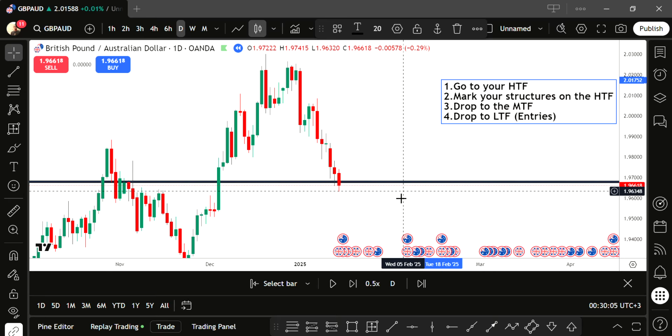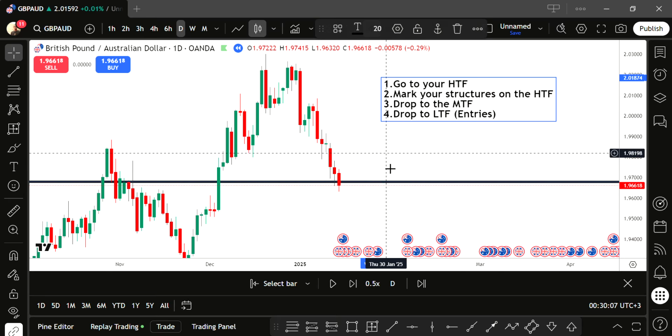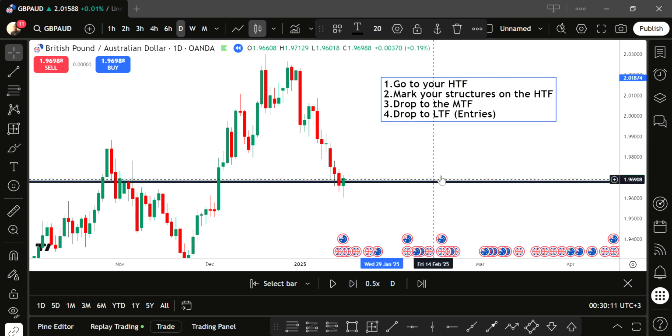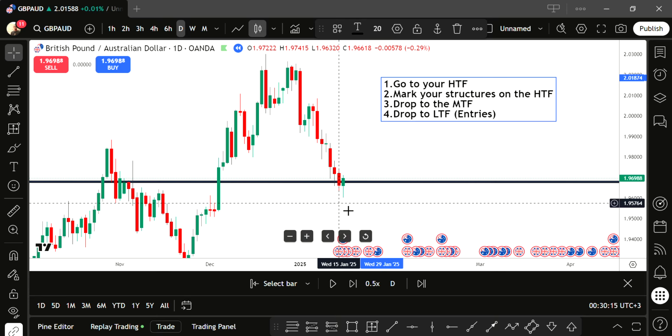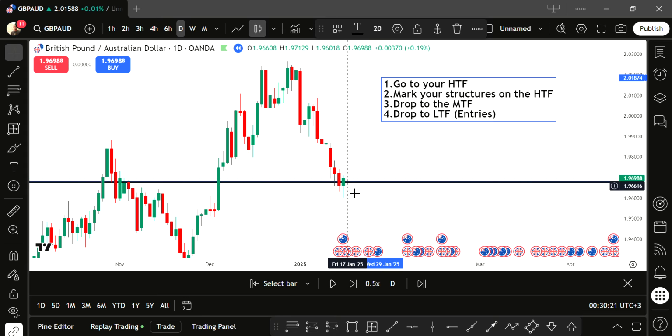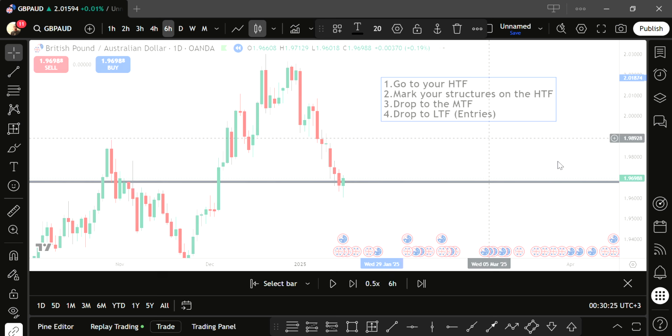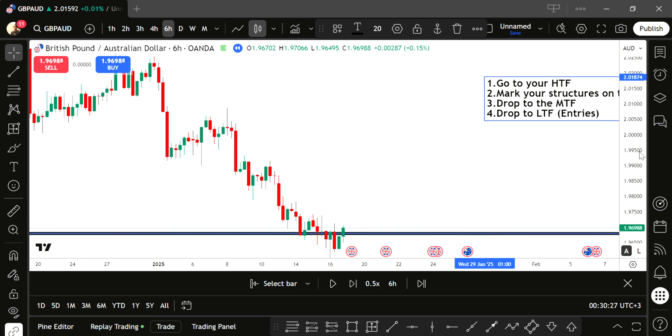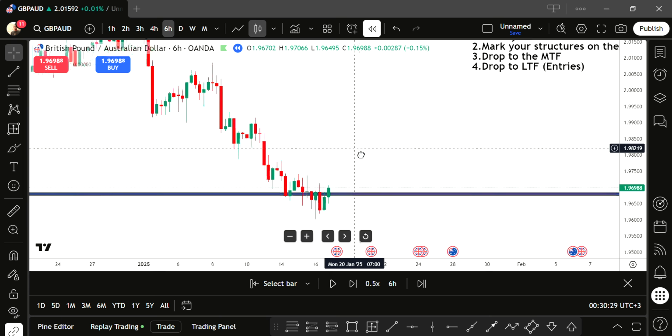So what I'm going to do, I'm just going to play price forward until I get an indecision candle after this candle. Now, that is the candle I'm looking for. This is an indecision candle, a bullish hammer for that matter. So after seeing this candle close, that is now when I drop to my entry time frames to start looking for my entries. And what are my entry triggers?